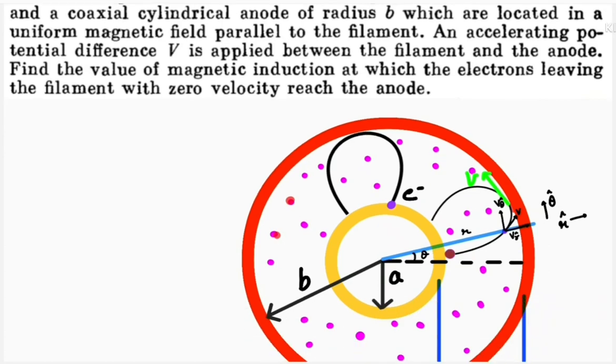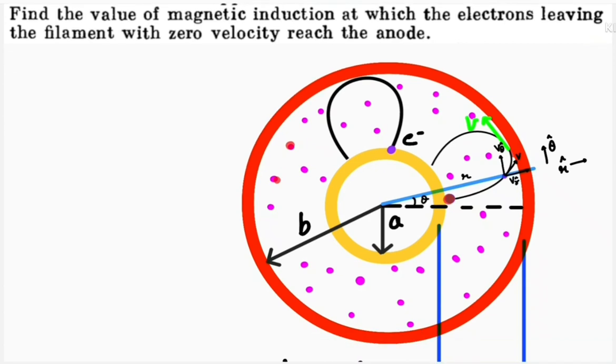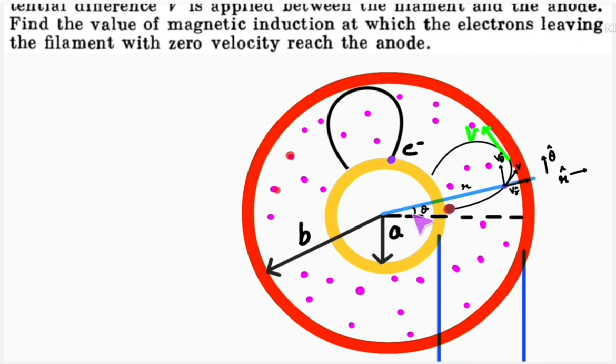Okay, so these pink dots represent the magnetic field, and this is an electron. Due to the presence of the electric field, this electron will experience an electric force in this direction. Due to the electric force it will gain velocity, and due to the velocity it will also experience a magnetic force, because the force on a charged particle in a magnetic field is q v cross B. So the path of the electron will be a cycloidal path.